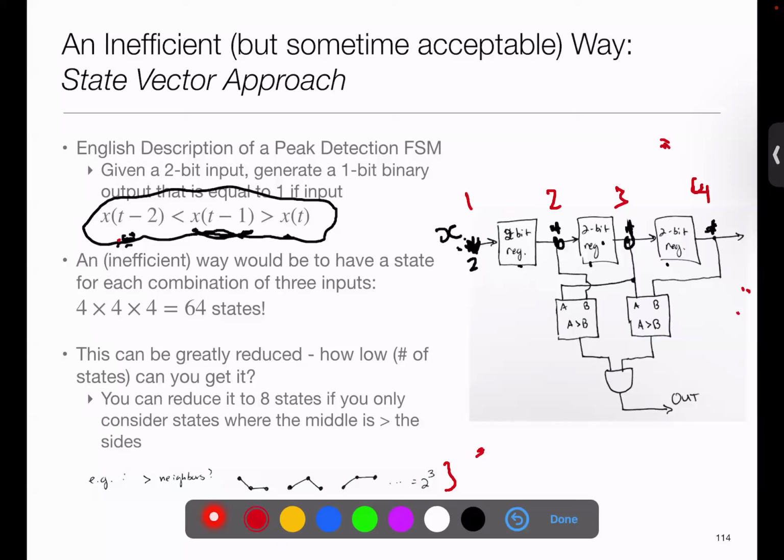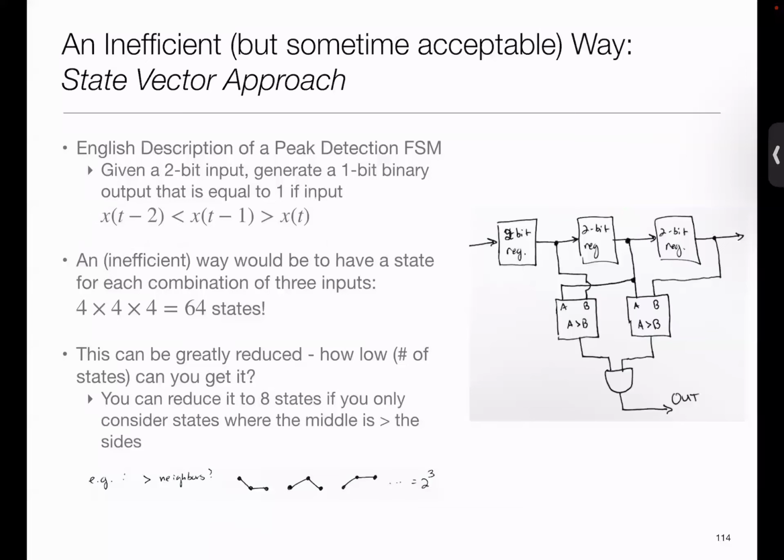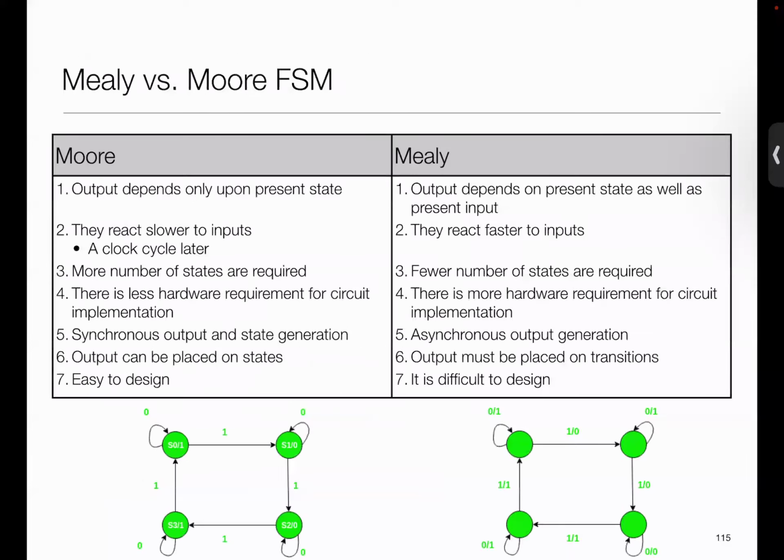Those of you who have done ECE 113, digital signal processing, this should probably remind you of the way we think about FIR filters and IIR filters. They are basically special cases of these kinds of machines. In case you haven't done it, you'll see it later. Okay, so I just wanted to mention that the state vector approach is a simplistic way of doing things, but is generally inefficient.